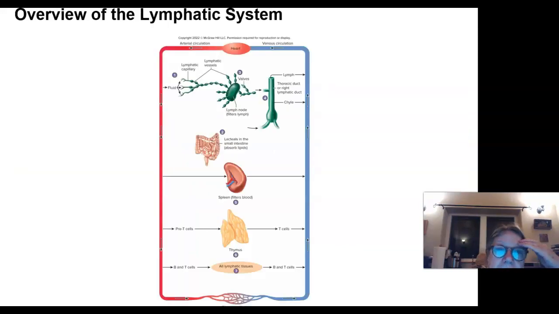And here is kind of the overview of the lymphatic system. So you just kind of need to know the whole system.